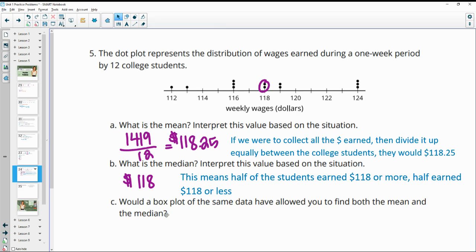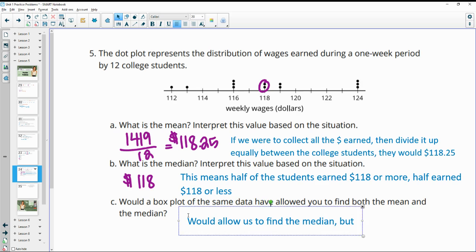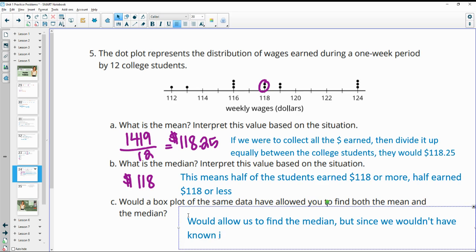What would a box plot of the same data have allowed us? Would the box plot of the same data have allowed us to find both the mean and the median? So a box plot would allow us to find the median, but since we wouldn't have known individual points, we wouldn't have been able to find the mean.